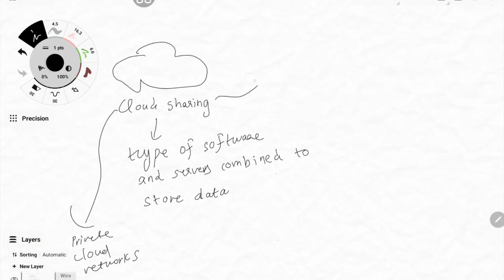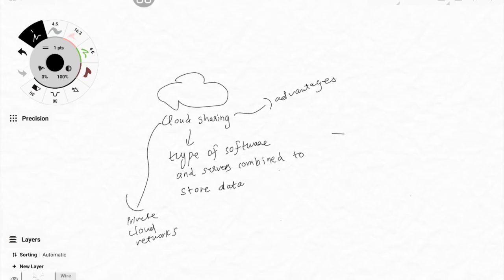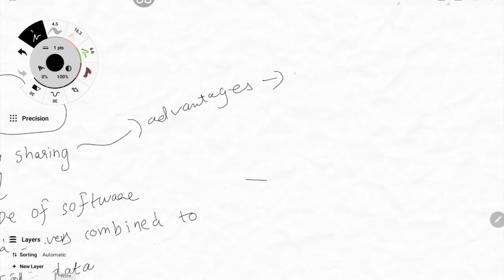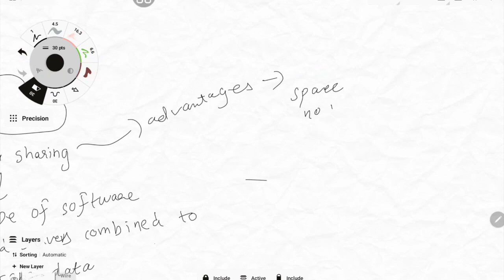Well, let's first talk about the advantages. Basically, the advantages can be no hardware required. You can store 1 TB of files, but you don't need a physical hard disk to store them. So no hard disk, more space. Let's just say more space, no hardware.